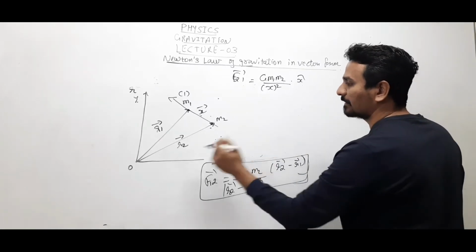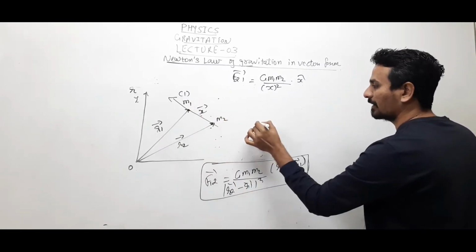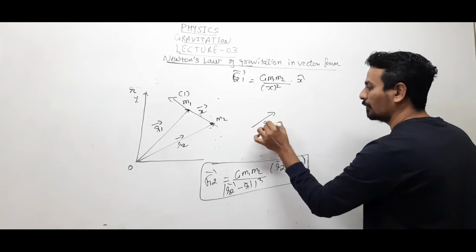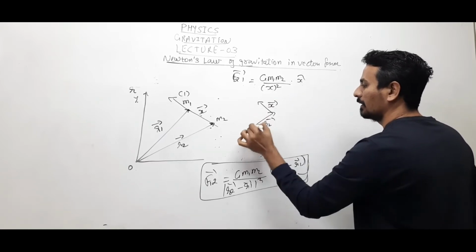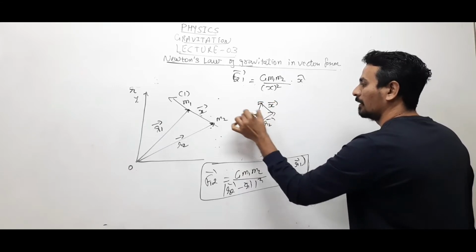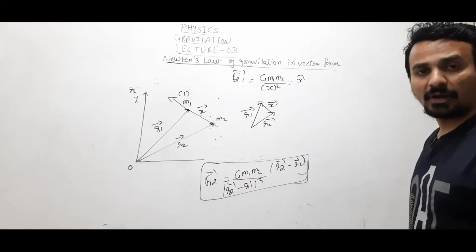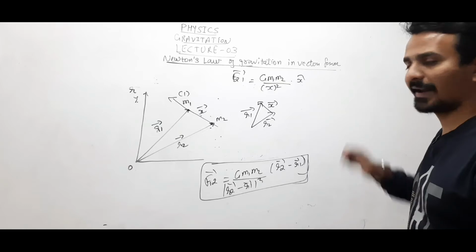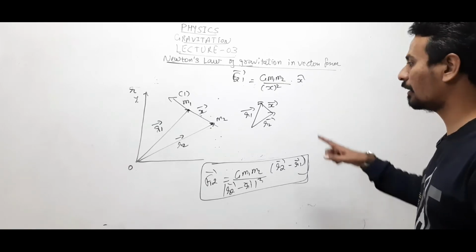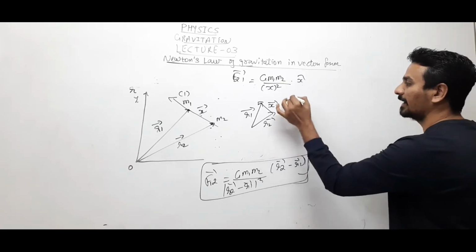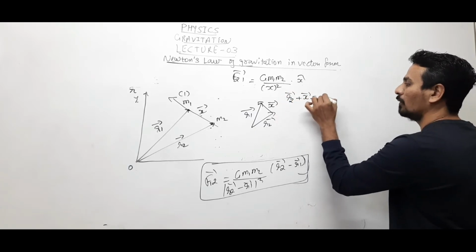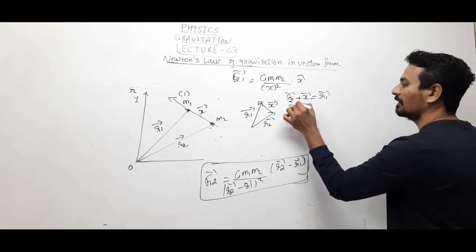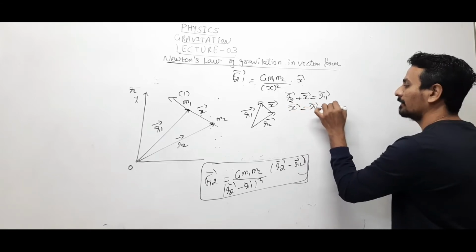Since x is in this direction, the vector addition can be performed as follows: this is r2, head of the first vector to tail of the second vector, and this is r1. In this case r1 is the resultant of r2 and x. So here we can write r2 plus x equals r1. So x is equal to r1 minus r2.